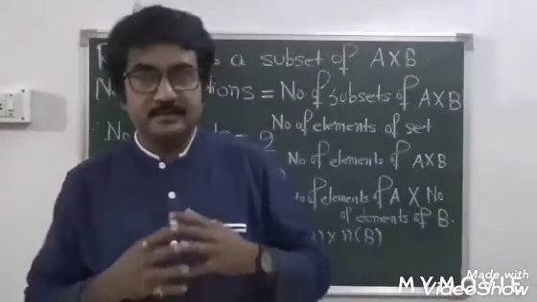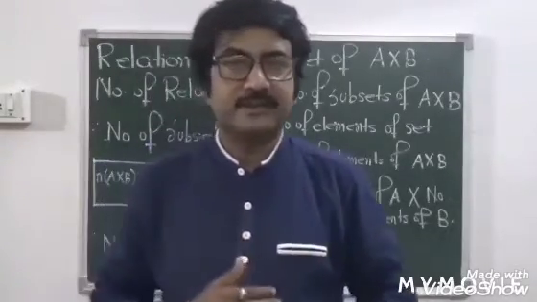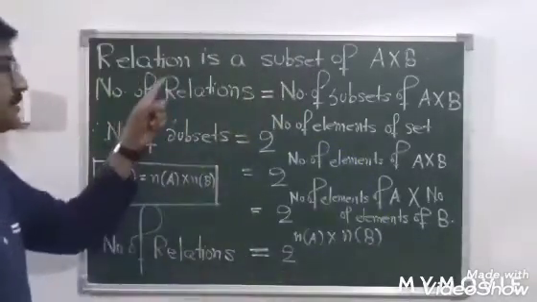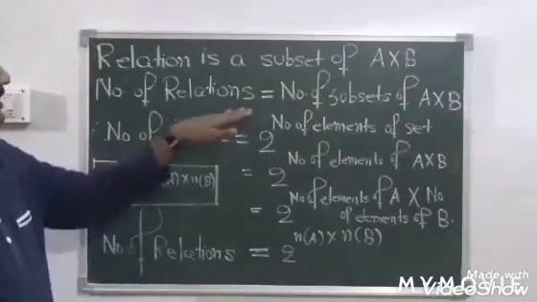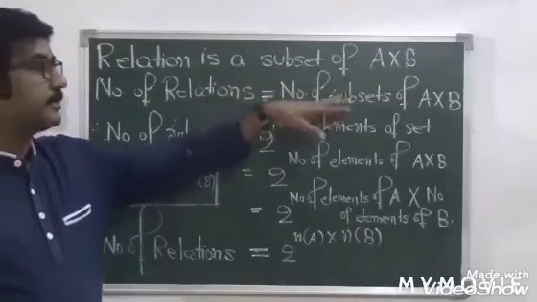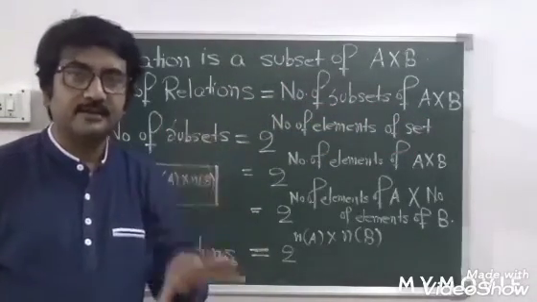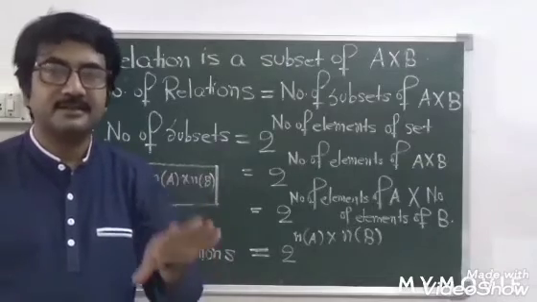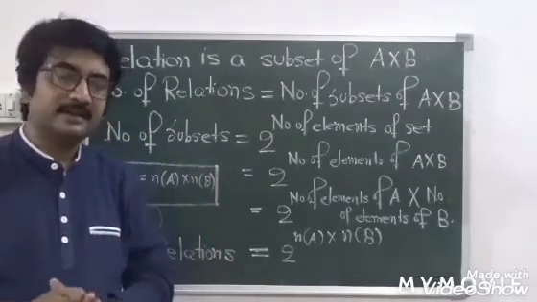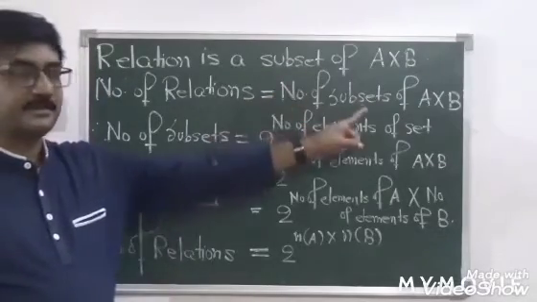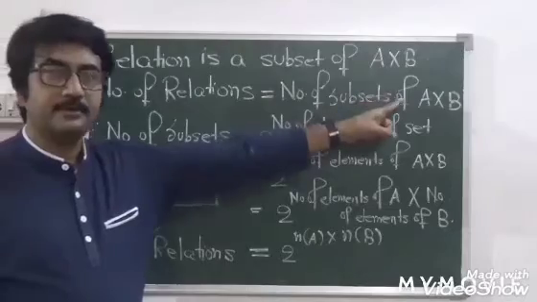Now we are going to find the total number of relations that can be defined from set A to set B. A relation, as we know, is a subset of the Cartesian product A cross B. So the number of relations is equal to the number of subsets of the Cartesian product A cross B. You know what a subset is, that you have already studied in set theory. If not, please refer to the chapter on set theory and get the idea of what a subset is.